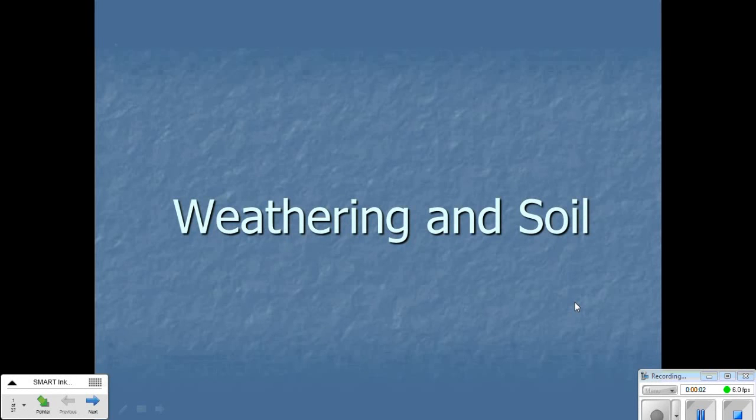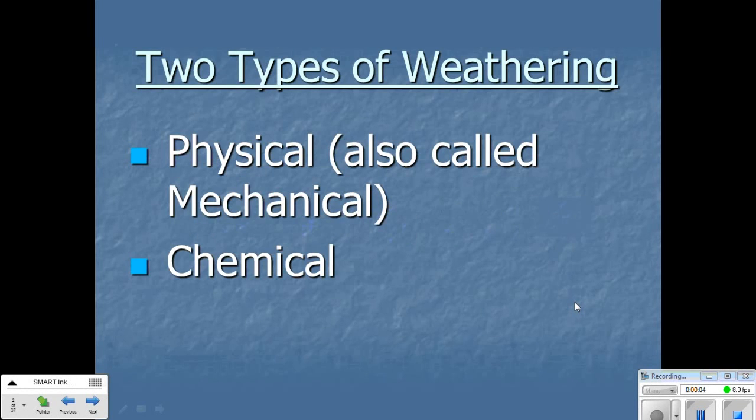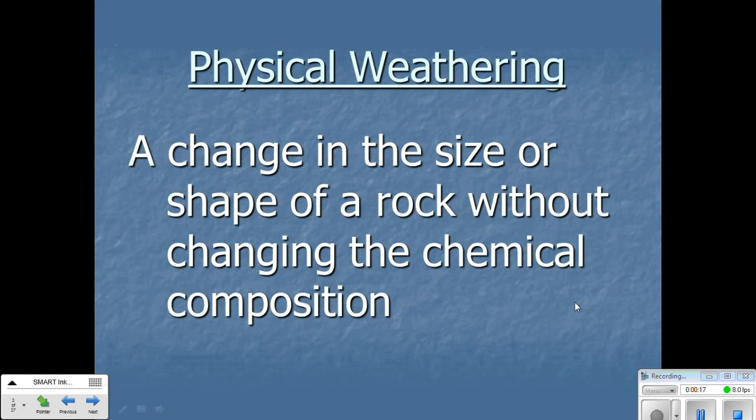Weathering and soils notes. There are two types of weathering. There's physical weathering, which sometimes we also say mechanical weathering, so they're used interchangeably, mechanical and physical, and then chemical weathering. Physical weathering is a change in the size or shape of a rock without changing the chemical composition. So we're perhaps just breaking it apart, not changing the way it's made.